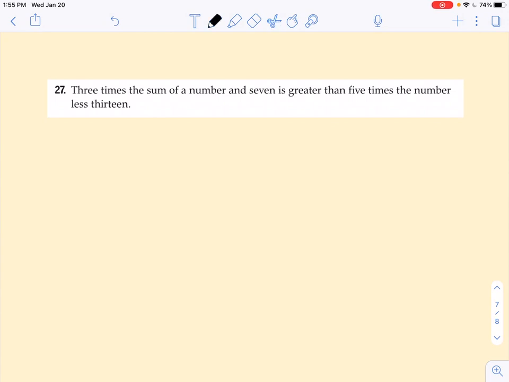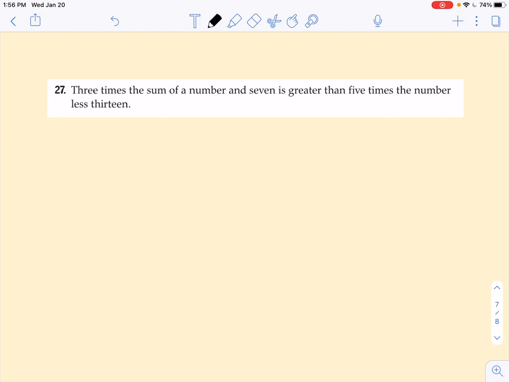All right, so the last thing we're going to look at is writing our very own multi-step equation and then solving it once we've written it down. So we've got this statement in words that says 3 times the sum of a number and 7 is greater than 5 times the number less 13, right? So what we want to do is unpack this in a way that makes sense, and then see if we can solve it. All right, write it out and solve it.